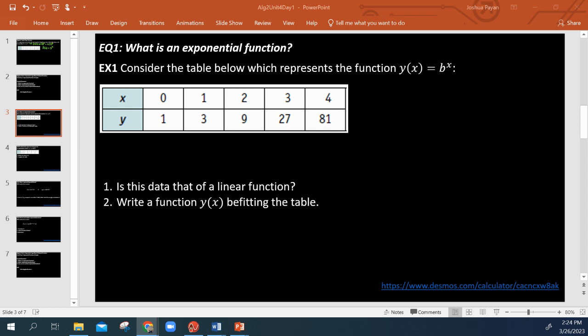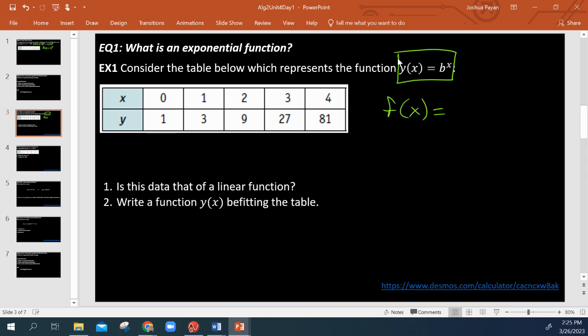Okay, so this is going to be our second video for Unit 4, Day 1 of Algebra 2. And in this video, we're briefly just going to talk about what exponential functions even are. And we're given the basic format here, right? In your standard form, an exponential function isn't always going to be so simple.